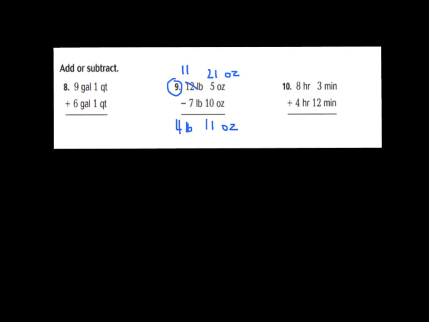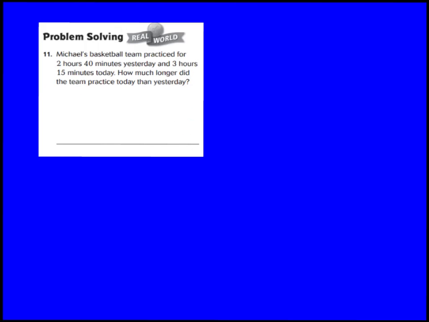Let's go ahead and move on to our problem solving. Let's go ahead and read our problem-solving question. It says Michael's basketball team practiced for 2 hours 40 minutes yesterday and 3 hours 15 minutes today. How much longer did the team practice today than yesterday? Whenever you see how much longer did the team practice today than yesterday, you know you're setting yourself up for a subtraction problem. So let's begin.